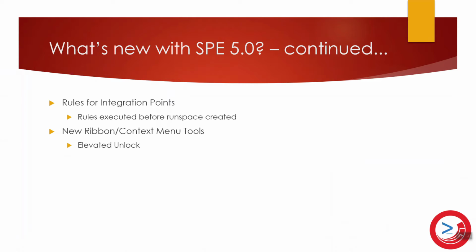There's a new ribbon and context menu tool called an elevated unlock. This would allow someone in a specific Sitecore role, I believe it's the Sitecore Local Administrators role. If they are in that role or a superset of that role, so some role that inherits from it, they would get access to this unlock button.